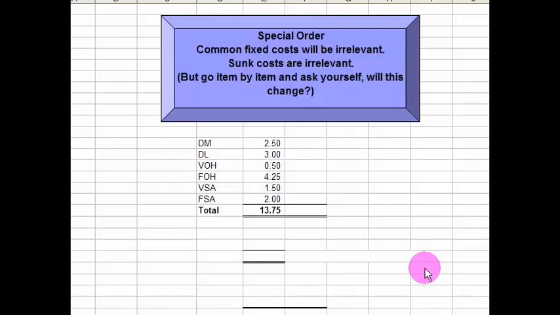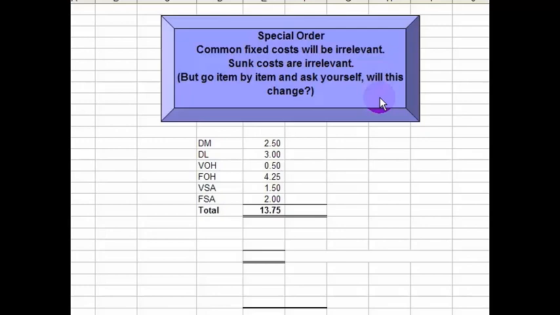Variable costs will increase, but fixed costs generally won't. So, general rules of thumb up here for special order situations. Usually your fixed costs are irrelevant in a special order situation because by their nature, fixed costs are going to be the same whether you continue to produce 8,000 units or whether you produce 10,000 units. So producing another 2,000 units is not going to change your fixed costs.